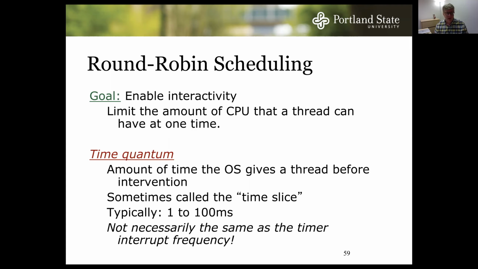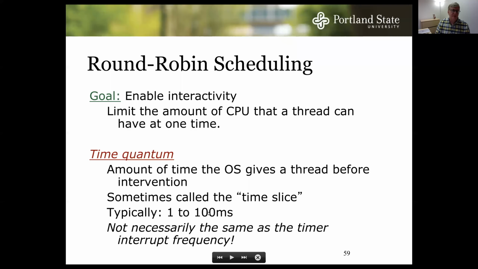With the round robin scheduling algorithm, our goal is to enable interactivity. That is, each process never waits for very long. Each process will run as soon as it can while letting all the other processes run as well. So we limit the amount of time that a thread can have the CPU at any one moment in time. We have what we call a time quantum. A time quantum is a basic amount of time that the operating system gives a thread or a process before intervening and running some other process. Sometimes called a time slice, it's typically some value between 1 millisecond and 100 milliseconds.